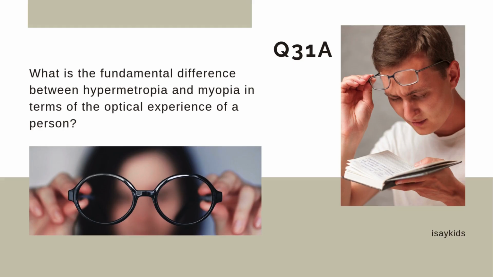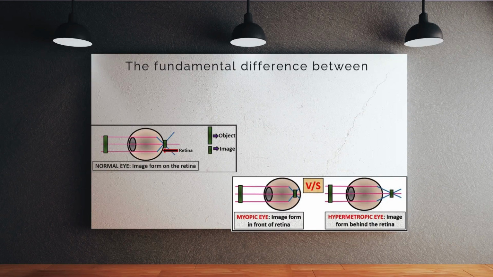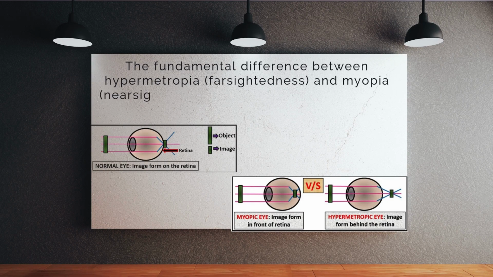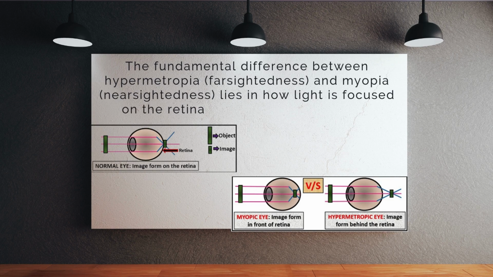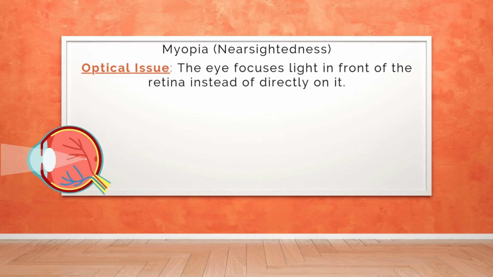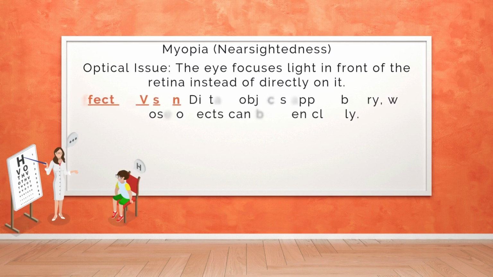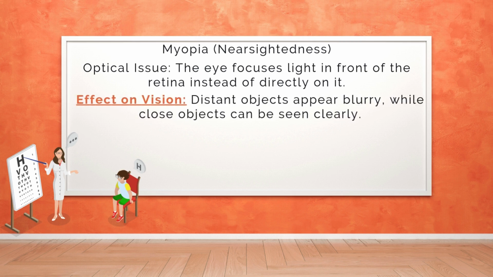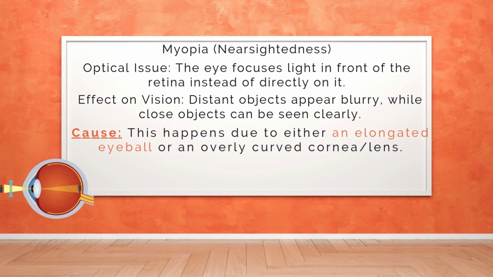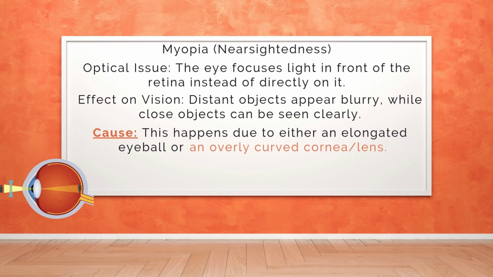What is the fundamental difference between hypermetropia and myopia in terms of the optical experience of a person? The fundamental difference between hypermetropia and myopia lies in how light is focused on retina and how it affects vision. Let's first discuss myopia. The eye focuses light in front of the retina instead of directly on it. Distant objects appear blurry, while close objects can be seen clearly. This happens due to either an elongated eyeball or an overly curved cornea or lens.